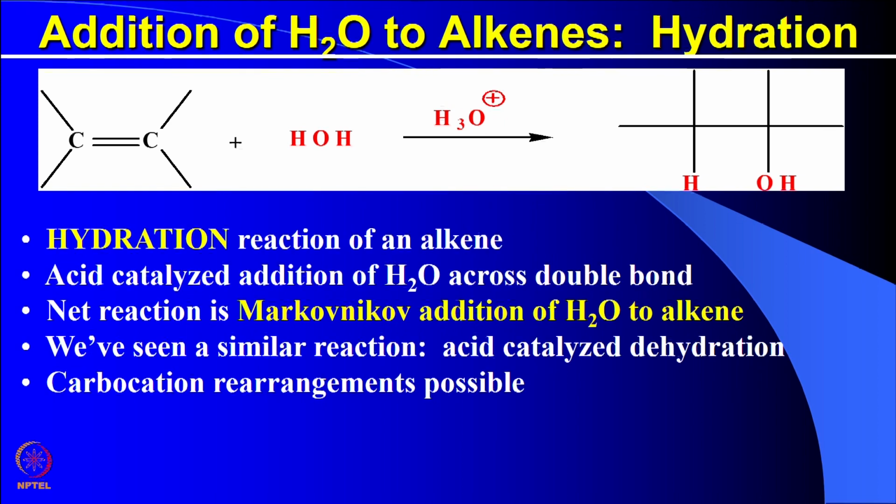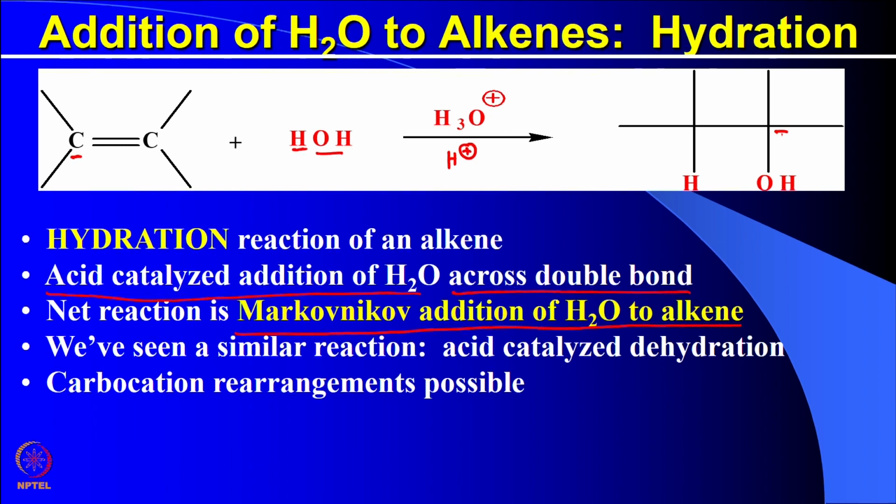When you add water to an alkene, which is called the hydration reaction, it is generally an acid catalyzed addition of water across a double bond, and the net reaction is Markovnikov addition of water to this alkene. You can see that one proton gets added to one of the carbon atoms, the OH group gets added to the other carbon atom, and it is in the presence of H plus, which may be dilute sulfuric acid.